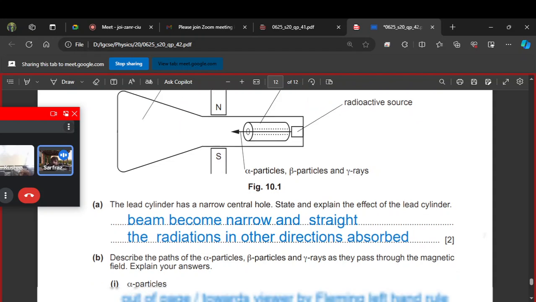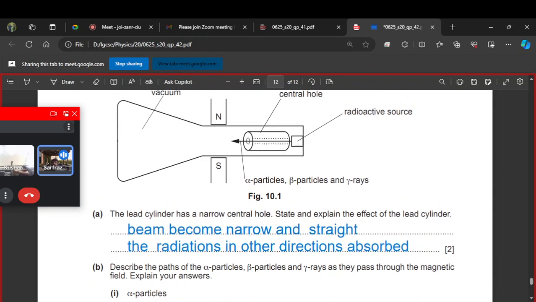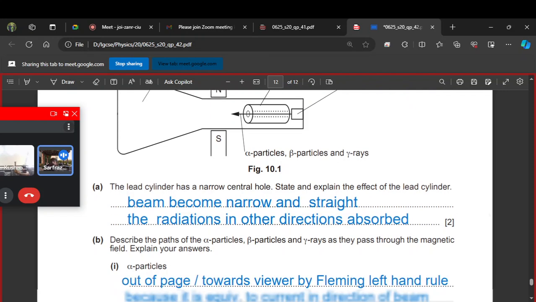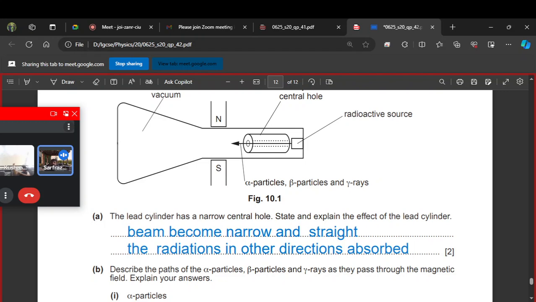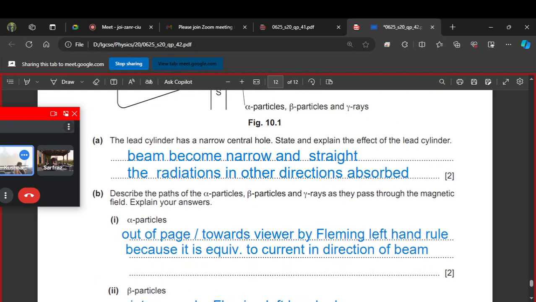Next question says: describe the path of alpha particle, beta particle, and gamma as they pass through the magnetic field. Explain your answer. What will be the path of alpha particle? In which direction will they move? Let me give you a hint. Here you will use Fleming's left hand rule. This is motion, this is magnetic field, and this is current. Do we use the left hand or the right hand? Left hand.